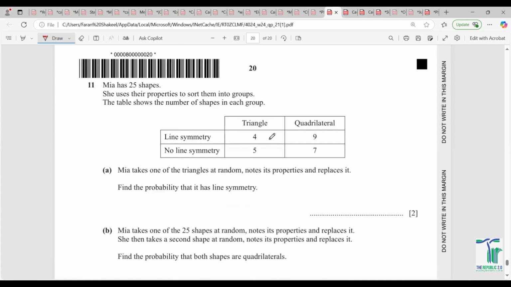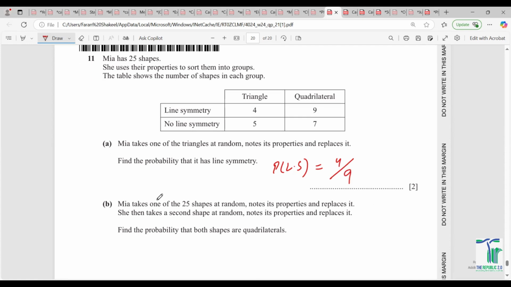So you need to find the probability of line symmetry. The total number of triangles with line symmetry we are having is 4, and the total number of triangles we are having is 9. So it would be 4 by 9. Now Mia takes one of the 25 shapes at random, notes its properties and replaces it. She then takes a second shape at random, notes its properties and replaces it. Find the probability that both the shapes are quadrilateral.